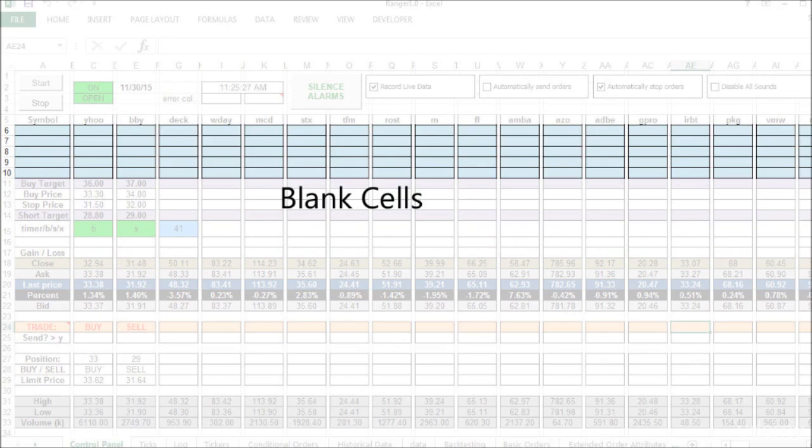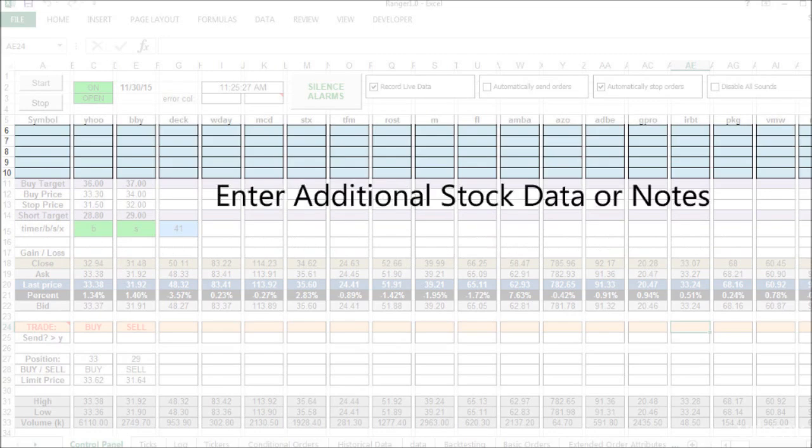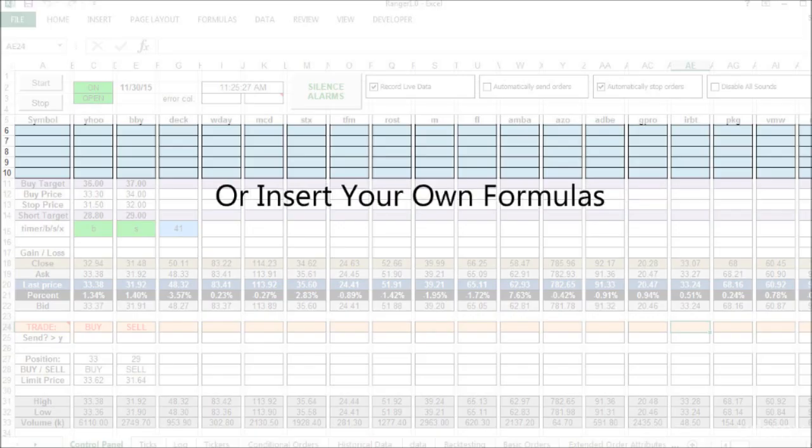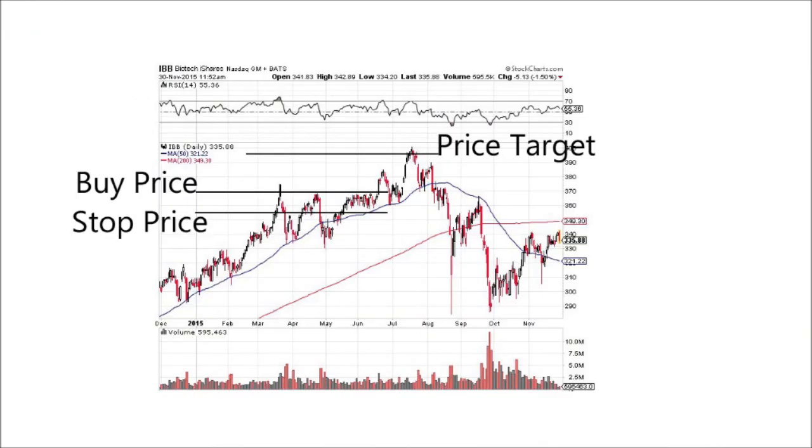Here we have a set of blank cells. Now you can use these cells to enter additional stock data or notes, or you can put your formulas here. So let's say, for example, that your trading rules give you the following trade setup on the biotech index.